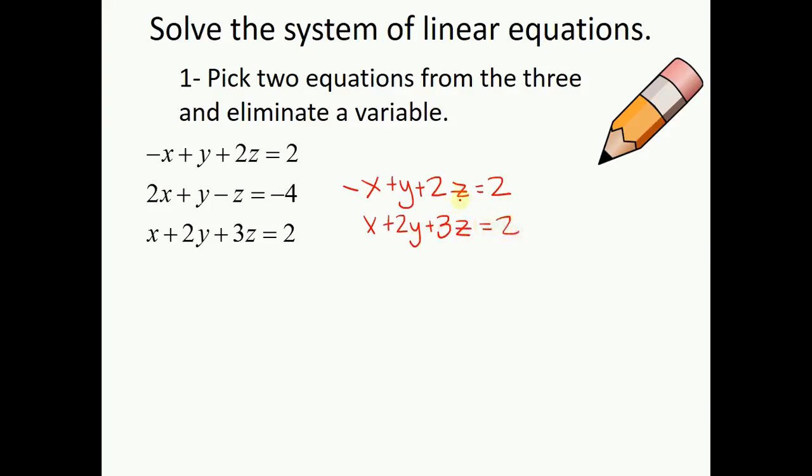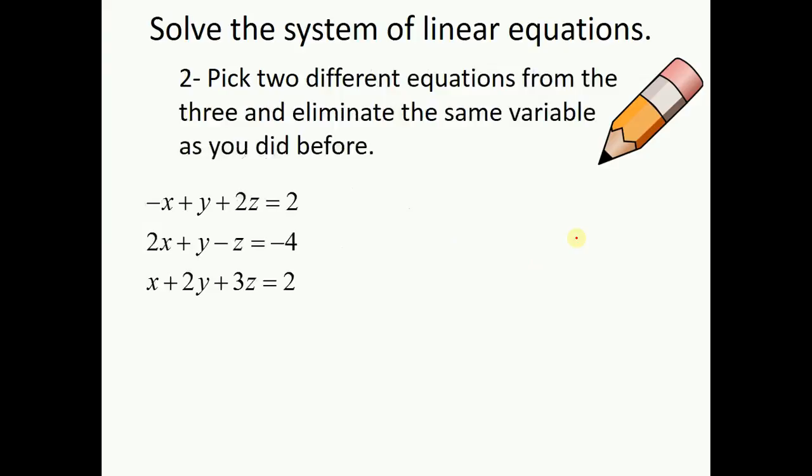Remember guys, my z's, I'm going to cross them over so that my 2's and my z's don't get confused. So negative x plus x, that is gone. y plus 2y, that is 3y. 2z plus 3z is 5z, and 2 plus 2 is 4. So I have 3y plus 5z equals 4. I have one of my 2 by 2 equations, an equation with two variables.